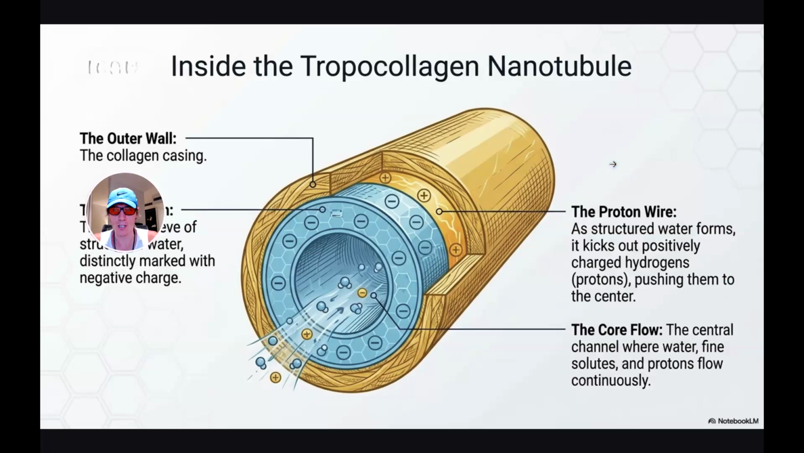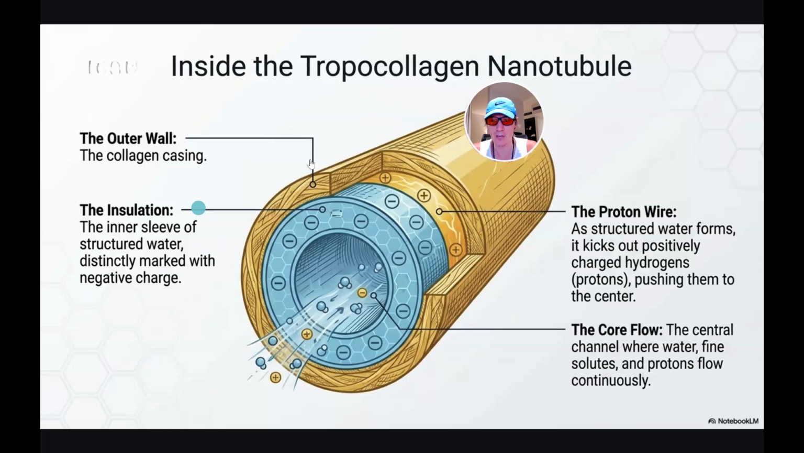Inside the tropocollagen nanotubule, it's very interesting, and it's not so hard to understand when you see it more often. You can understand much better. So we have here the outer wall, that's the collagen casing. And then the next layer is the proton wire. As structured water forms, it kicks out positively charged hydrogens, the protons, pushing them to the center.